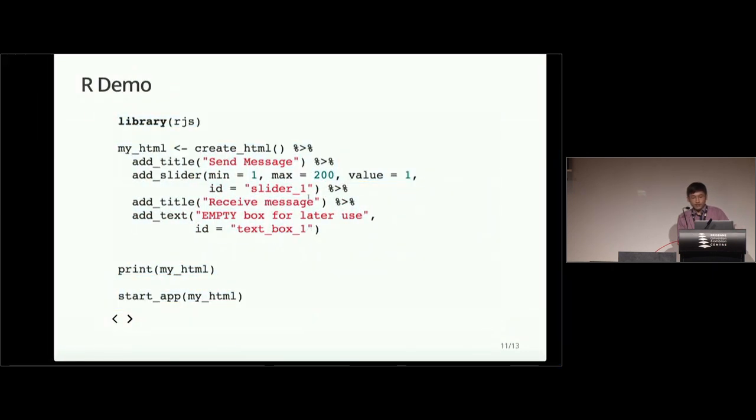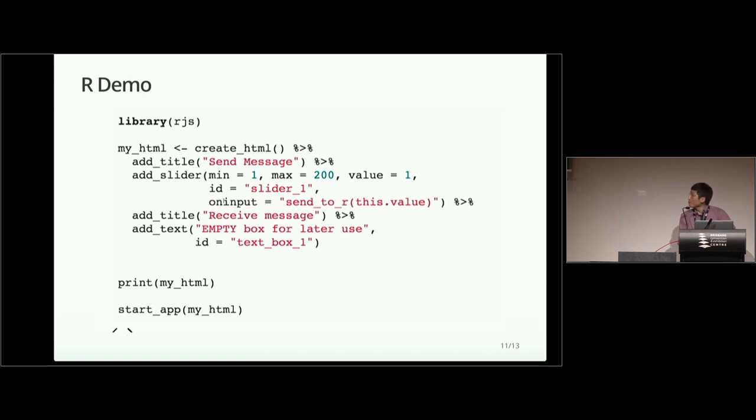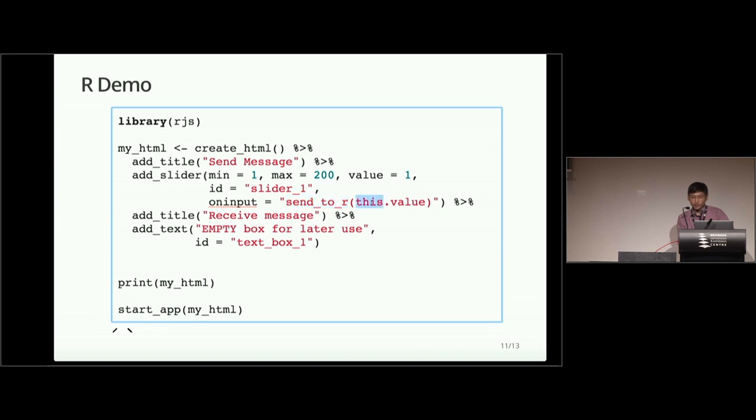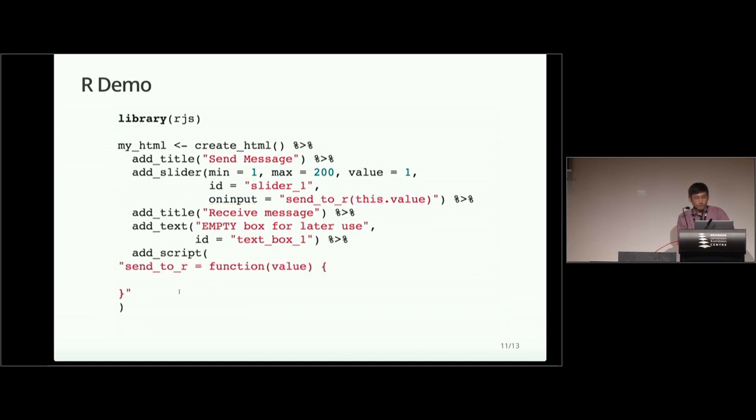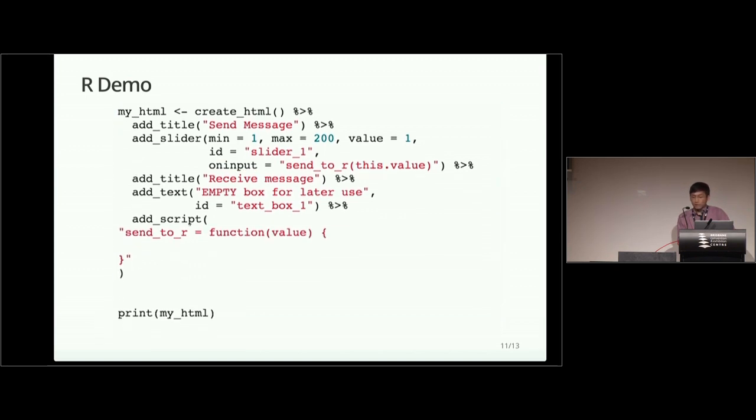Okay, since the slider doesn't do anything yet, we want to add a new line here on input. So when I change the slider, send to R some value, this dot value. So this refers to the slider. Once you move the slider, send this value to R.